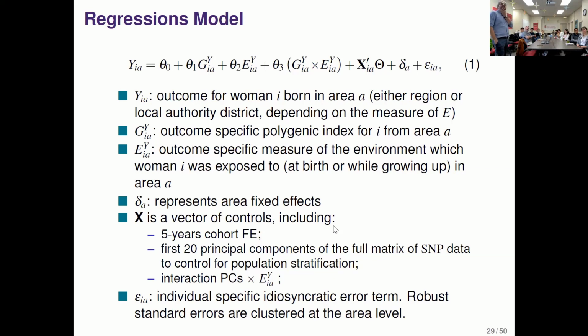So here, what we estimate, we have an effect for G, where you have a specific polygenic index for the individual i in area a. We have the field measurement, the environmental measurement. Then we have an interaction, and then on the fixed effects, we have area fixed effect, local area fixed effect. Then we include the 5 years fixed effect.